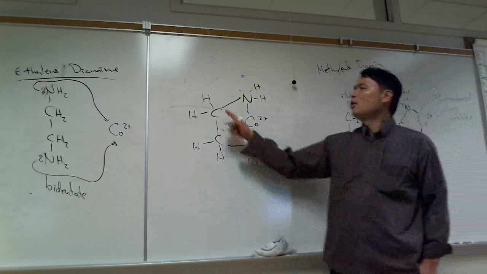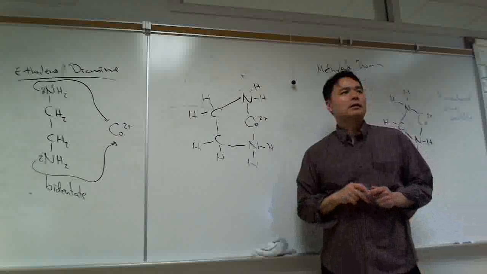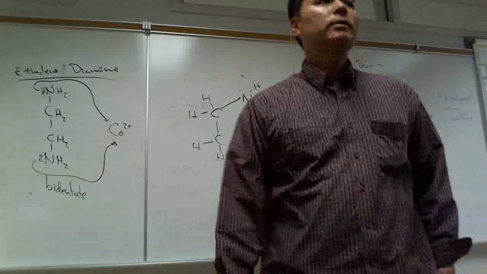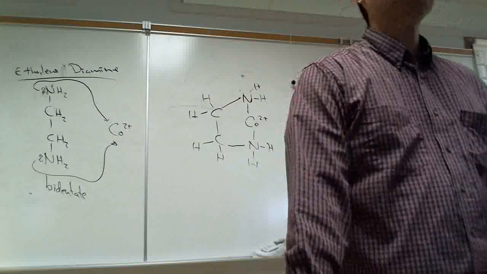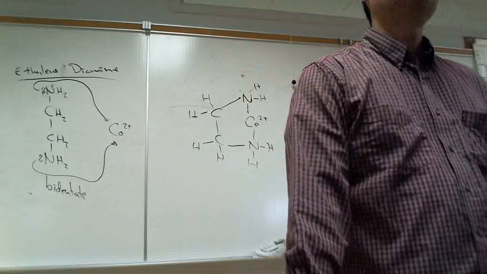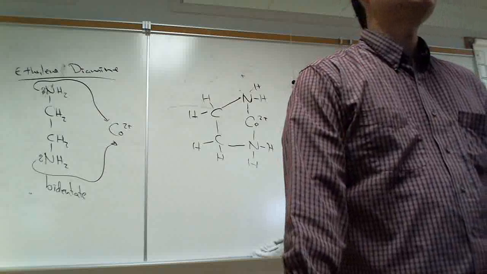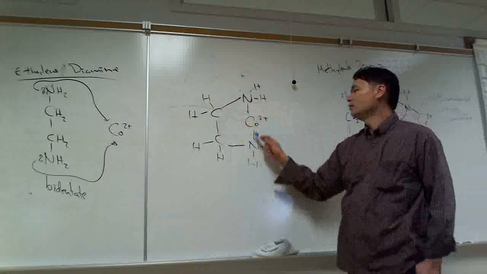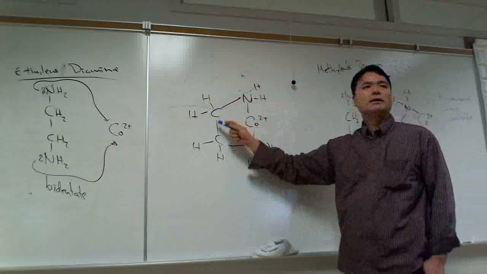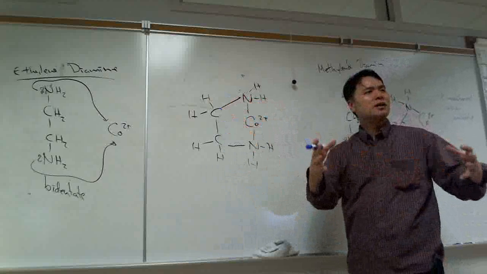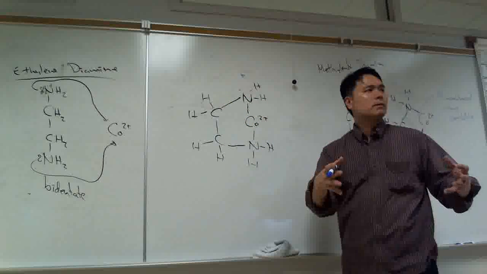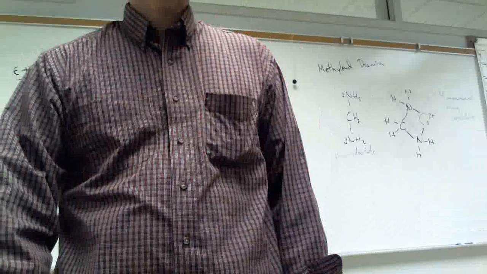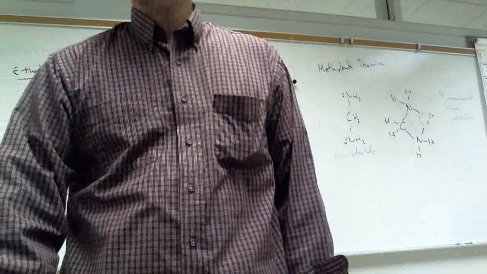How about propylene diamine? What do you think about propylene? What's propylene? Three CH2s. Propylene diamine, bidentate or monodentate? Bidentate. No problem, because if you look, ethylene diamine forms a five-membered ring. Propylene diamine would form a six-membered ring. There should be no stress in any of the bonds. Butylene diamine should be bidentate. All right, we're going to stop here. Sorry.